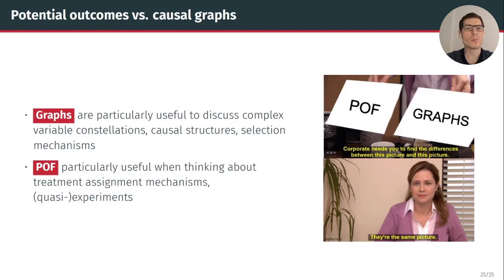My perspective and other people's perspective on that is that graphs are particularly useful to discuss complex variable constellations. So whenever you deal with not clean experiments, but really multiple variables in an observational setup, but also selection mechanisms or maybe measurement problems, graphs are really useful there. The potential outcomes framework, on the other hand, is particularly useful when thinking about treatment assignment mechanisms in the context of experiments, but also quasi experiments. More on that in the next sessions.